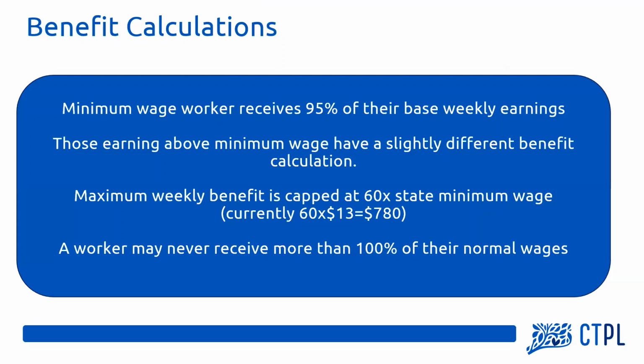Okay, benefit calculations. Minimum wage workers receive 95% of their base weekly earnings. Those who earn above minimum wage have a slightly different benefit calculation. The maximum weekly benefit is capped at 60 times the minimum state wage, which is currently $13. So 60 times 13 is $780. That is the maximum that a person would receive under Connecticut paid leave. A worker may never receive more than 100% of their normal wages, and this is to be kept in mind when coordinating PTO, short-term disability, and Connecticut paid leave.